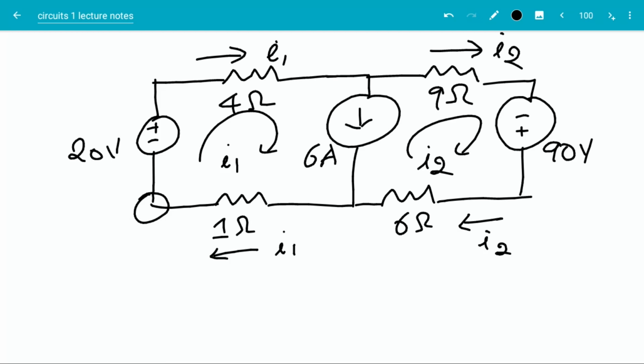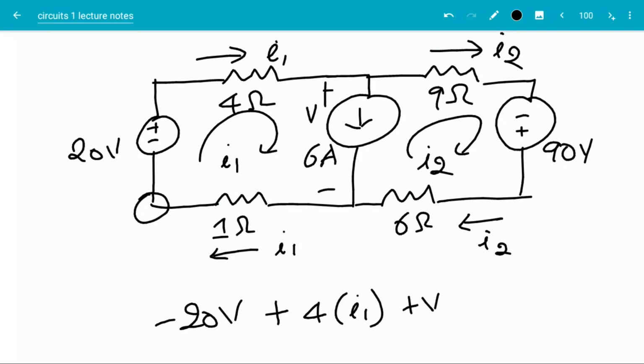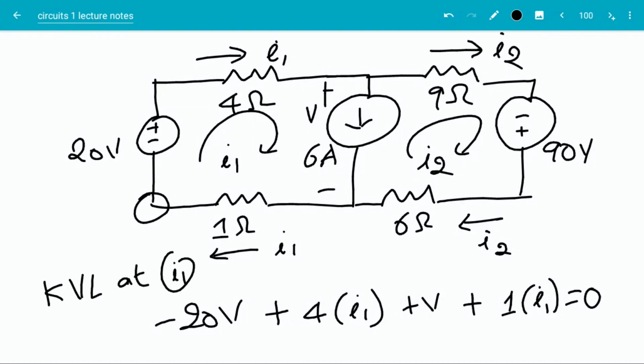First, I have a voltage increase of 20 volts. Then I have a voltage drop of 4 times I1 across the resistor. Note that at this point I cannot directly express the voltage drop across the current source in terms of other currents. I'm going to assume the voltage drop across the current source is V. Then I have a voltage drop of V plus another voltage drop of 1 times I1. That should be equal to 0. This is the KVL at loop corresponding to I1.